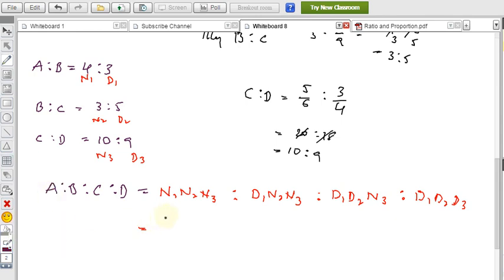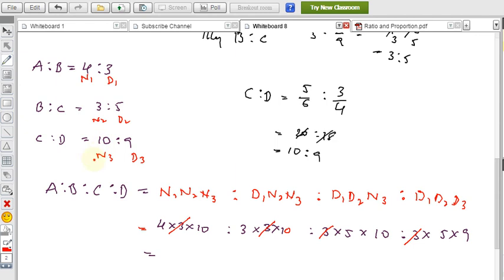Then if you apply this, 4 into 3 into 10, D1 3 into the same N2 N3, 3 into 10, D1 D2, 3 into 5 into 10, all the denominators 3 into 5 into 9. If the possibility is there, you can go for cancellation. So 3 is in all the terms, right? So you can cancel it. 3 should be everywhere: 3 here, 3 here and 3 here. So there is n3, this is 10.